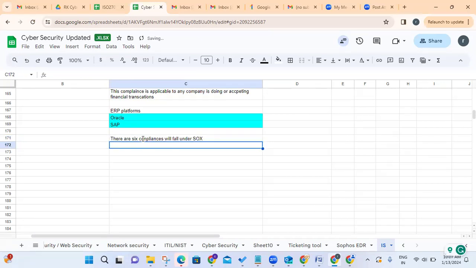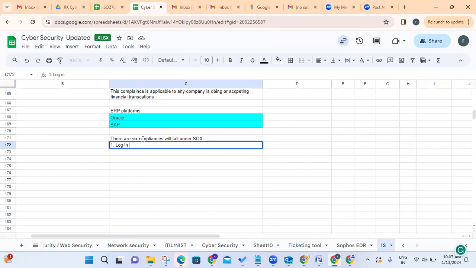So keep in mind, the backend database is related to Oracle or SAP. Now, if you want to comply with these SOX compliances, we have to coordinate with the database team. That may be Oracle or SAP, whatever ERP platform we are choosing. Now, 6 compliances are under the SOX side.